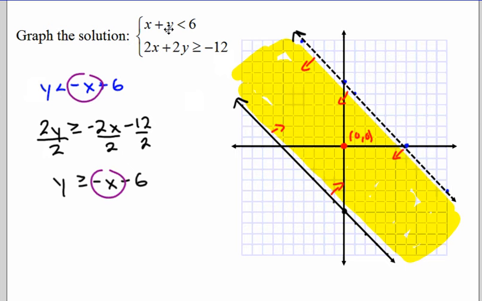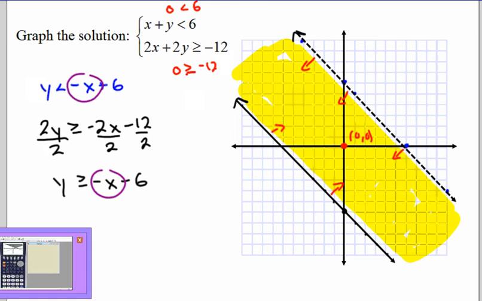Okay, and if I want to check it, let's pick the easiest point right here, 0, 0. If I put 0 in for x and 0 for y, I get 0 is less than 6. That's true. If I put 0 in here for x, 0 for y, I get 0 is greater than or equal to negative 12. That's also true. So I've checked it out. Okay. Let's look at this on our calculator.